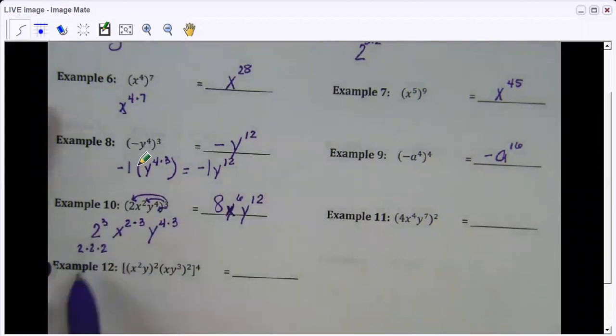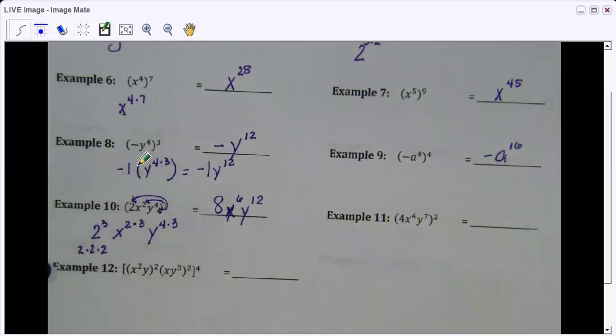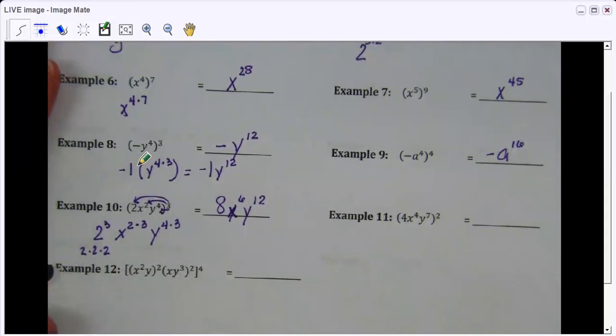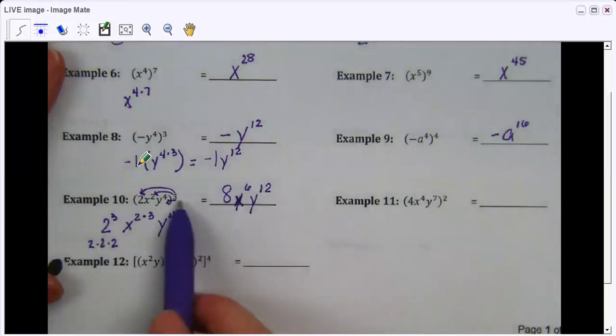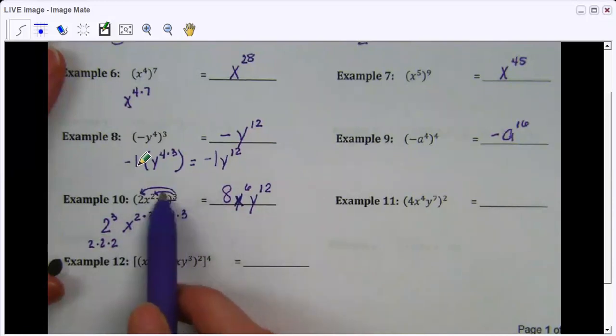2 cubed is 2 times 2 times 2. So we would solve it, we wouldn't keep the exponent out. I'm confused. Explain. You would see the 2 cubed. We would solve the cube. The 3 is applied to the 2, making it 2 cubed. The 3 is applied to the x squared, making x to the 6th. And the 3 is applied to the y to the 4th, making it y to the 12th.